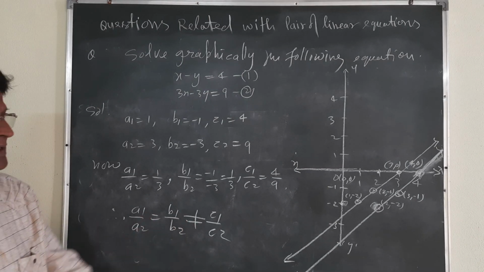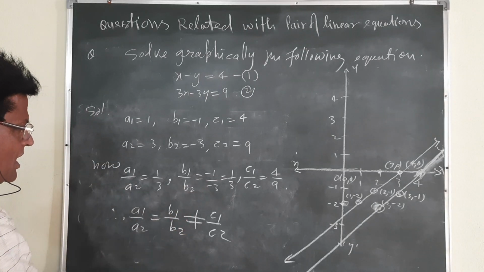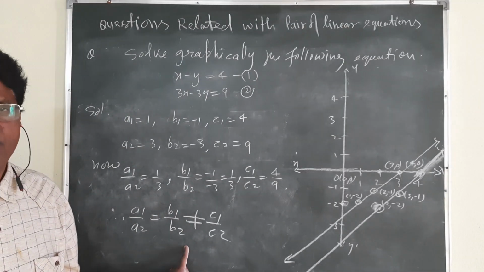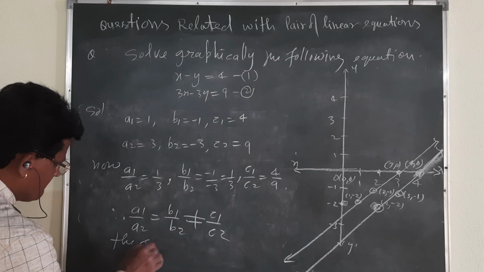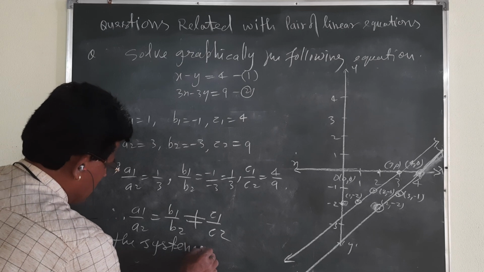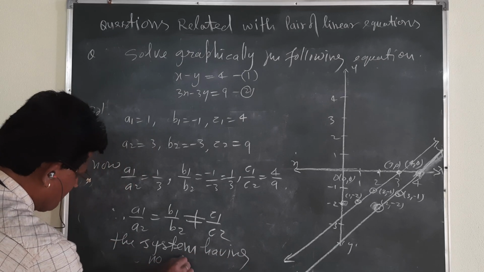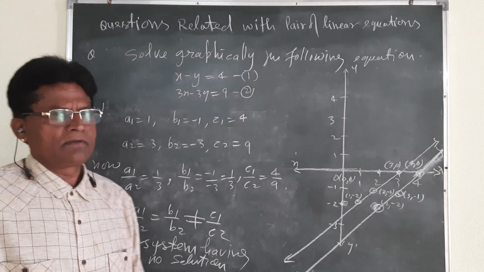It is the condition of parallel lines. We have proved graphically lines are parallel. Algebraically also we have proved that lines are parallel. The system of equations has no solution. There will not be any solution because the lines are parallel.